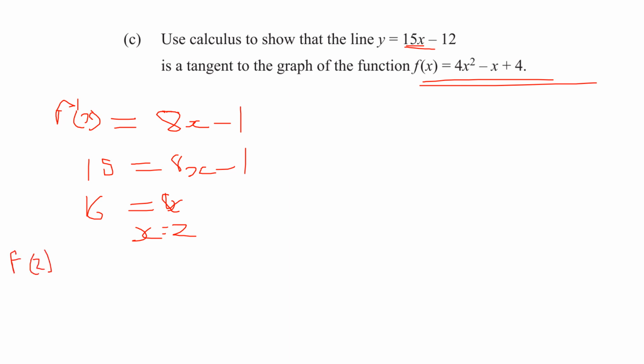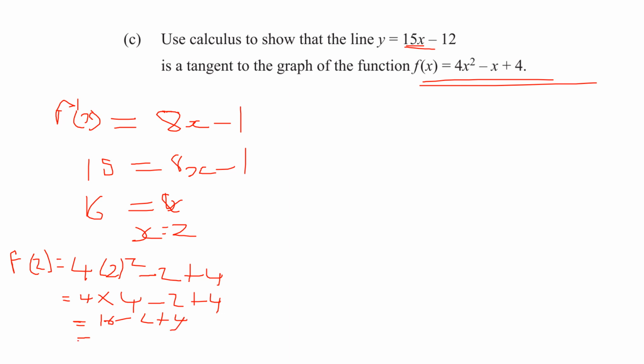So if we do that, f of 2 is going to be equal to 4 times 2 squared minus 2 plus 4, which is 16 minus 2 plus 4, which is equal to 18. That is y. So y is equal to 18 and x is equal to 2.